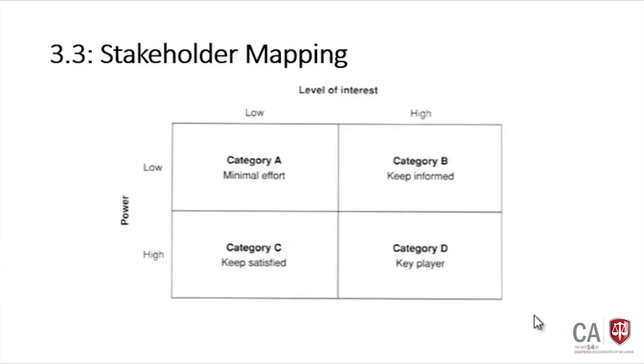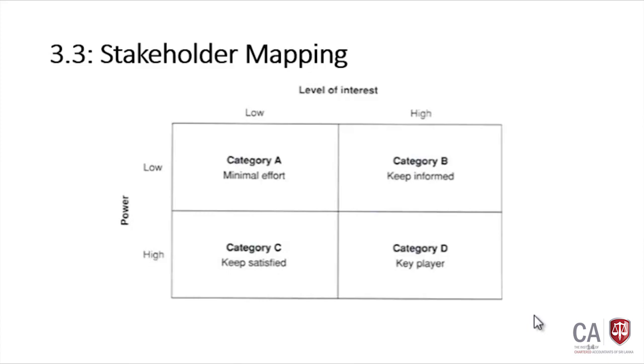Then I told you the second thing we want to do here is to identify the appropriate strategy in dealing with each stakeholder group. What is the appropriate strategy in dealing with each stakeholder group? Look at category A. Normally category A people are not much interested in the business activities, and at the same time they are not much powerful in the organization either.